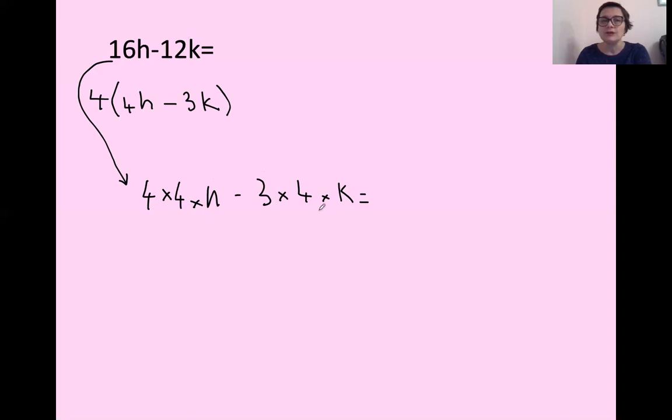I have 4 here, 4 there. Put a little dot, and then just to make it visual, another 4. I don't have another 4. I have h here, and k there. So the only factor that goes outside the bracket is going to be the 4.